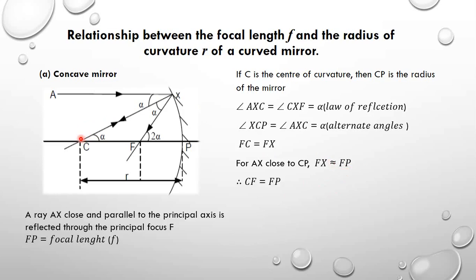Now, if CF and FP are equal, it implies that twice of FP gives you CP, but CP is equal to R. So we shall have twice of FP is equal to CP, which is equal to R, and twice of FP is equal to twice of F, because this distance FP is F, and so 2F is equal to R, and therefore R is equal to 2F. So that's the relationship. You can also show that relationship using the convex mirror.